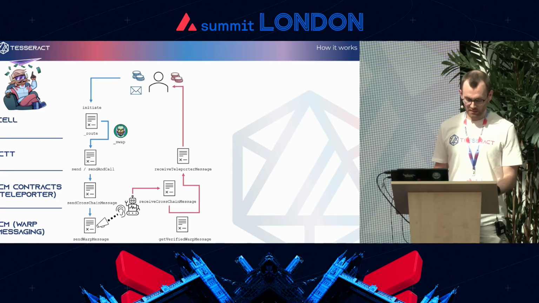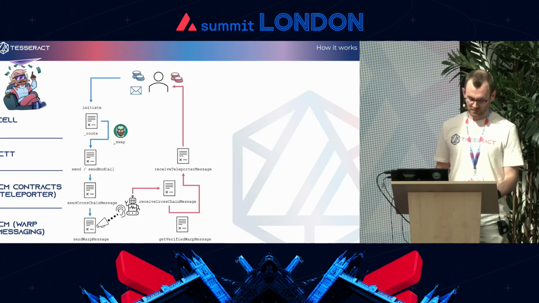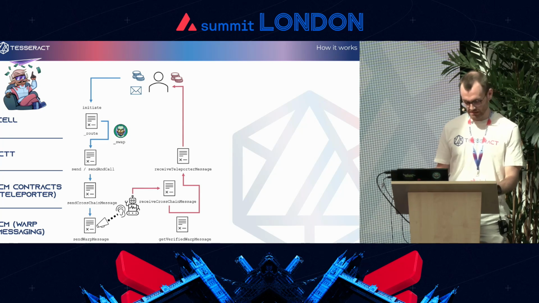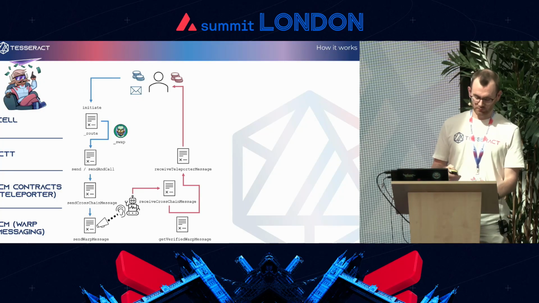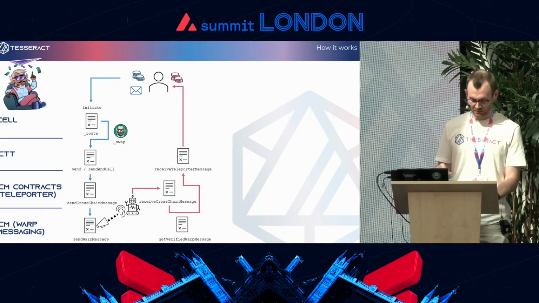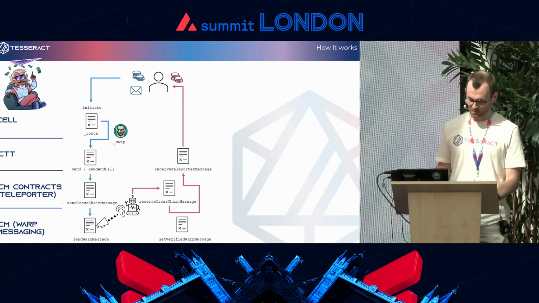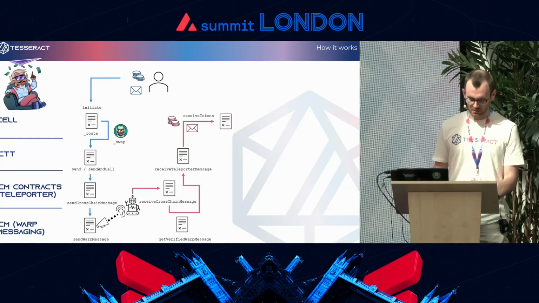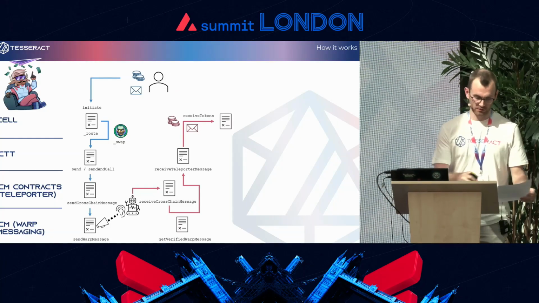You may remember I mentioned the send and call receiver interfaces. These mean that on the destination chain, the relayer calls receive cross-chain message on teleporter messenger, which then calls receive teleporter message on the ICTT contract. And if it's come from a send and call, which is figured out in the message type, then it's directed towards the relevant cell contract on this destination chain and calls receive tokens, which then allows the payload to be executed.